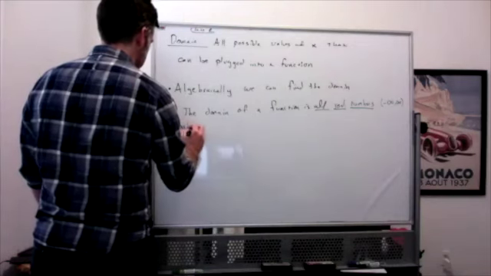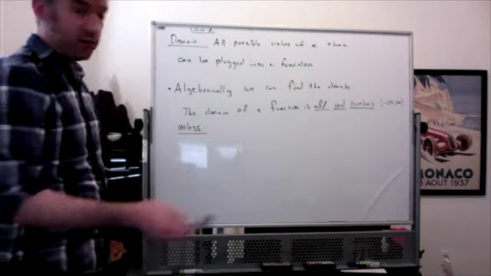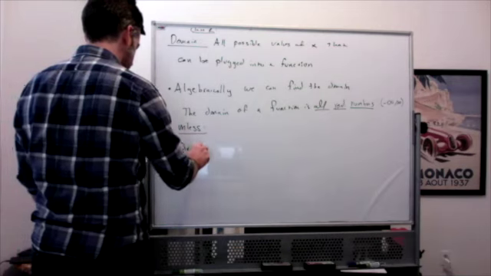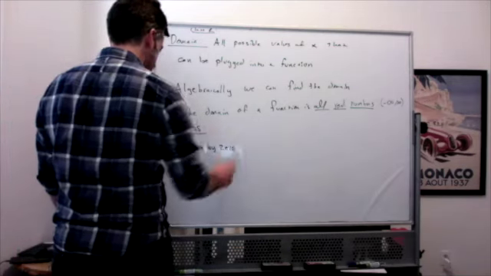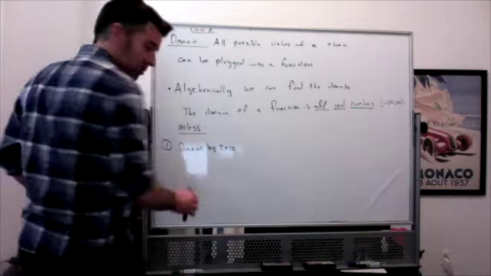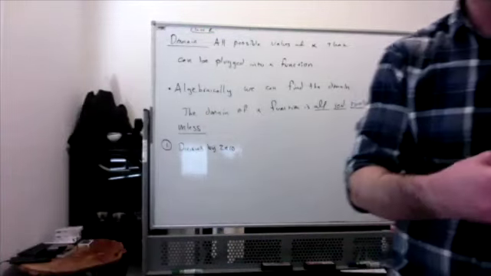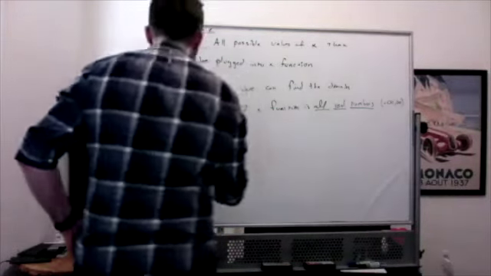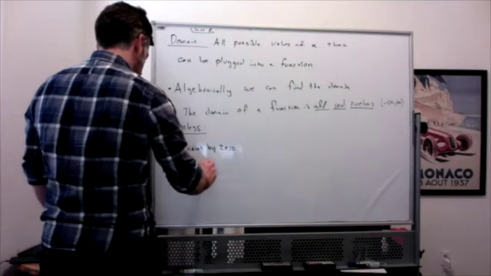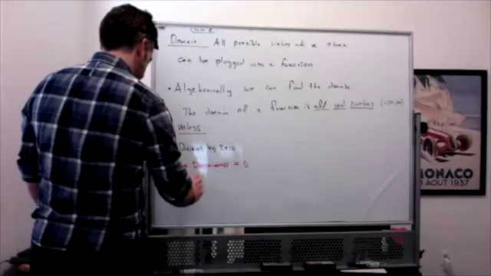Unless you have division by 0. If there's some way that you might divide by 0, we're going to set the denominator equal to 0 and exclude those values.